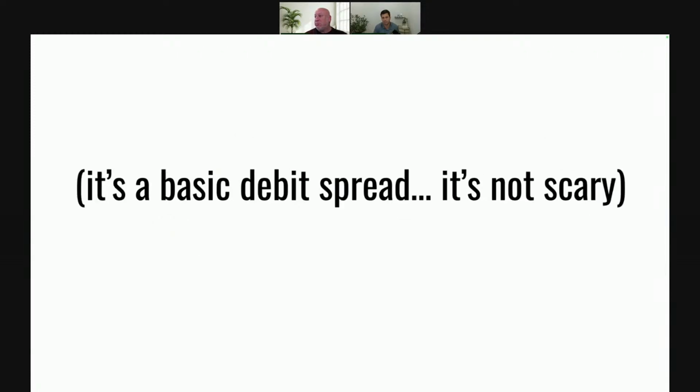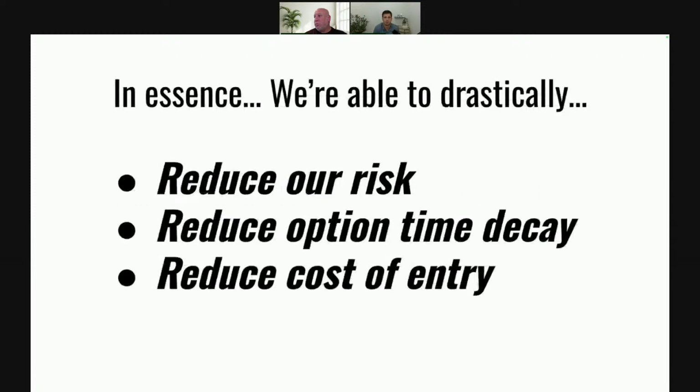So this is a basic debit spread. Basic debit spread. It's not scary. In essence, we're able to drastically reduce our risk, reduce option time decay, and reduce our cost of entry at the same time. So that's 3 positives right there. Less risk. We can eliminate time decay that normal options buyers see, and it's much cheaper to enter.